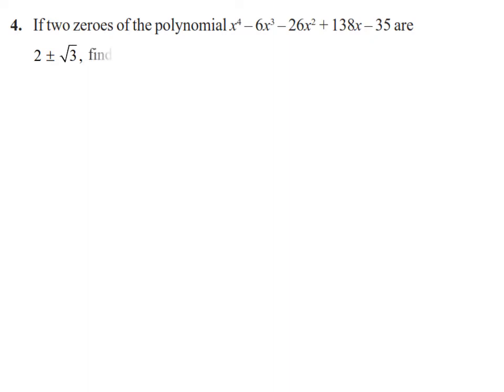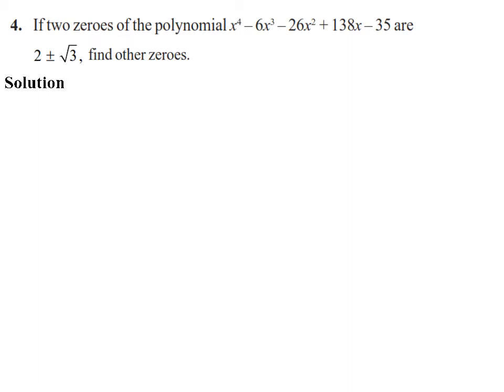Now the fourth question: if two zeros of the polynomial x to the power 4 minus 6x cube minus 26x squared plus 138x minus 35 are 2 plus or minus root 3, then find the other zeros. Again, we have already discussed this type of question in the previous video. You have two zeros, and since it is a biquadratic polynomial, we have to find two more zeros.